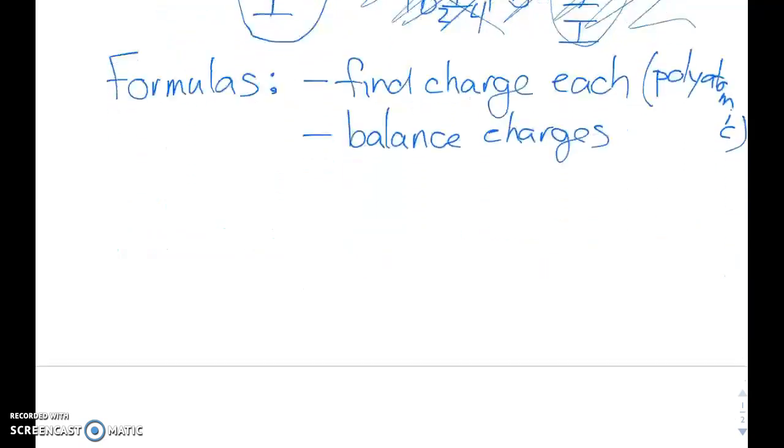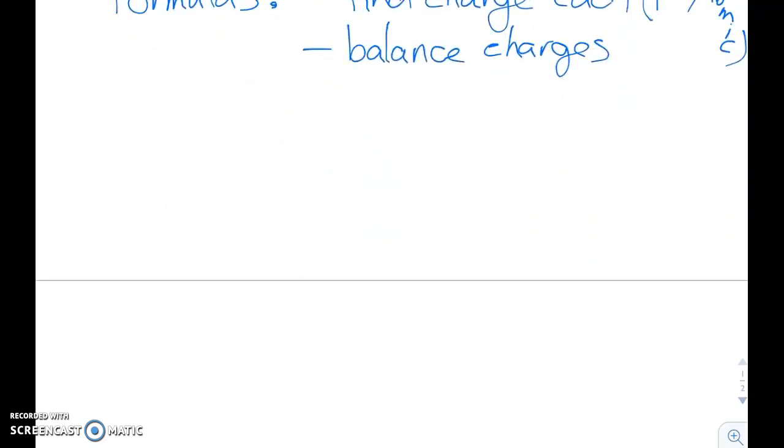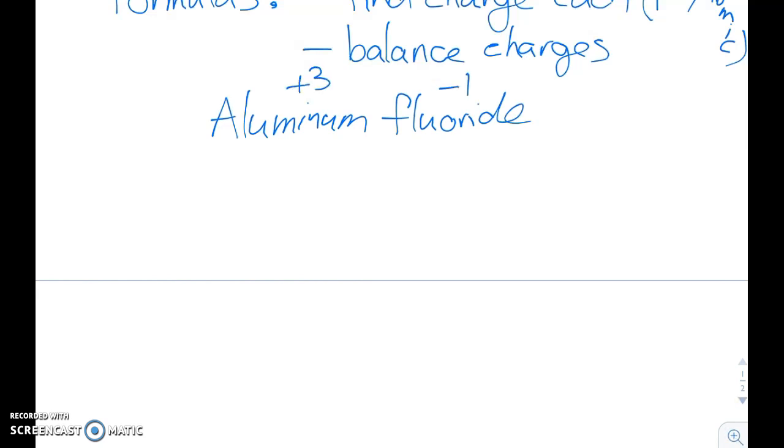Okay, so a couple examples. First, a simple one. If I told you something like aluminum fluoride, if you saw this on a test or quiz, you'd go, okay, aluminum I know is +3, fluoride's -1. How many aluminums, how many fluorides do I need? Because we know aluminum and we know fluoride. But the real question is, well, what goes here? How many aluminums to how many fluorides?